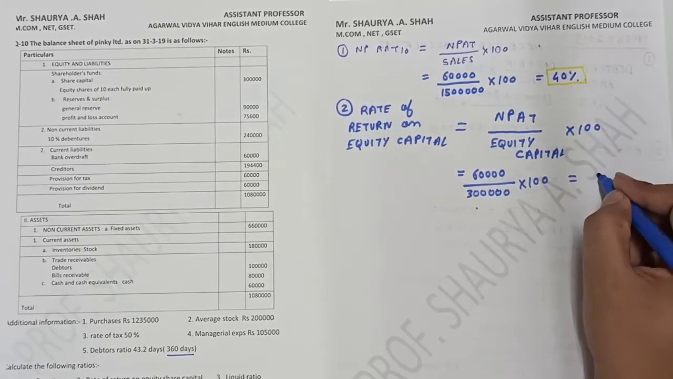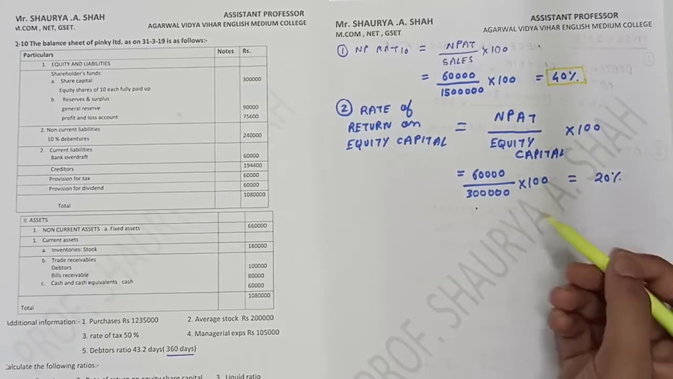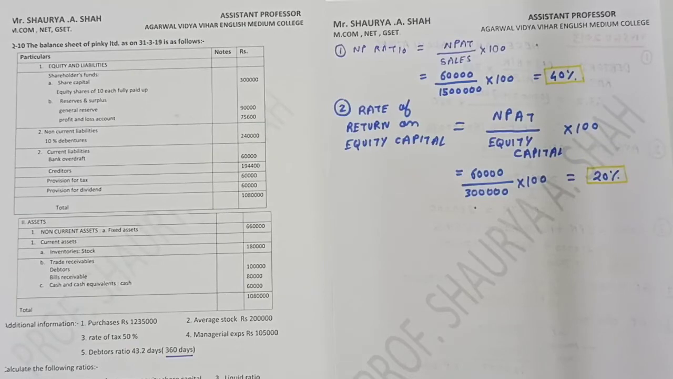You'll get the answer of 20%, because 60,000 is 20% of your 3 lakh. I suppose it is clear to each and every student. The second thing we have found out, the first was your NP ratio, and the second is your rate of return on equity capital. You can find it out very quickly when you have all the particulars in advance.